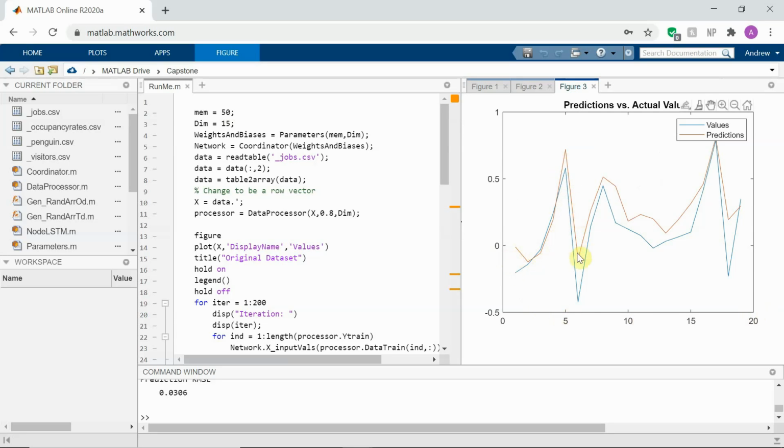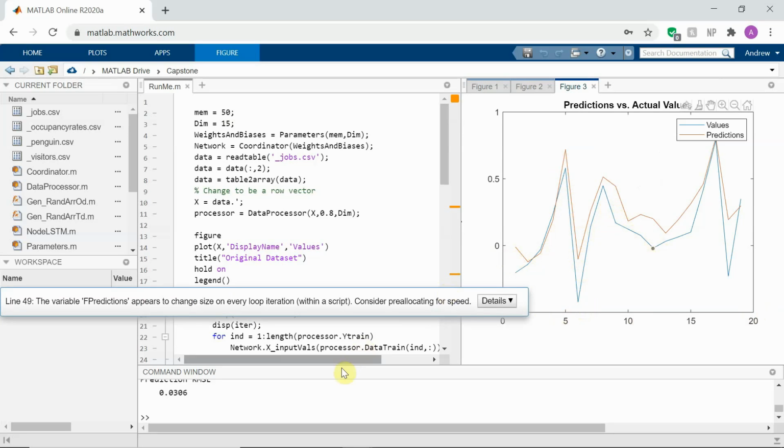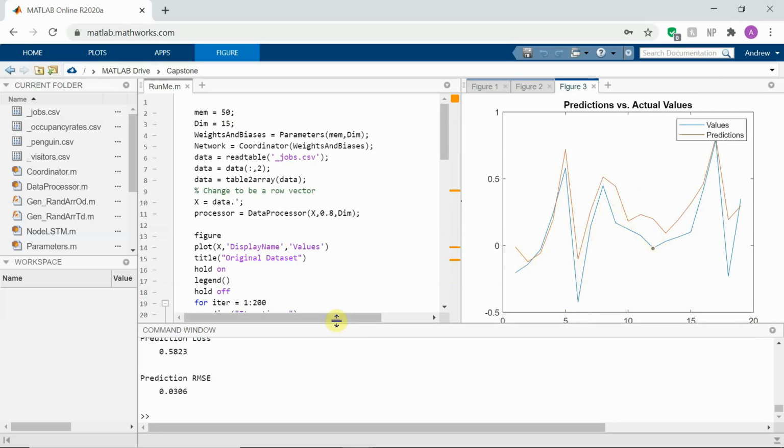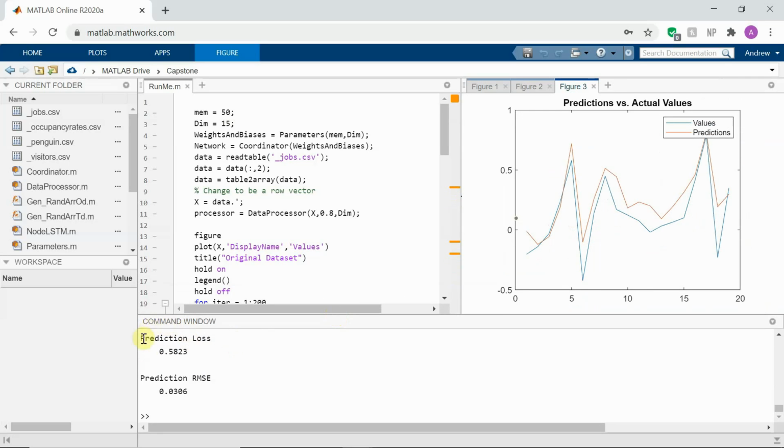So our predictions are the orange line, and the blue line represents the actual data. So we can see that it's pretty close. And we can define that. So our prediction loss, so this is the sum of the Euclidean distance between the prediction points and the actual points. So that's 0.5823. And the RMSE is the prediction loss over the number of data points. So that value is 0.0306.